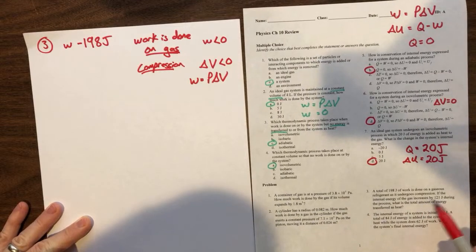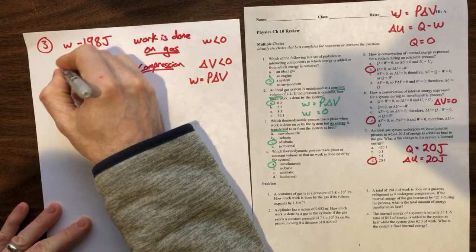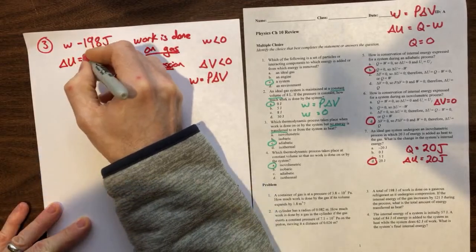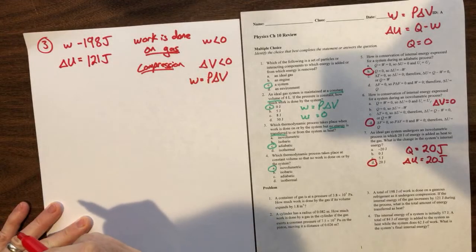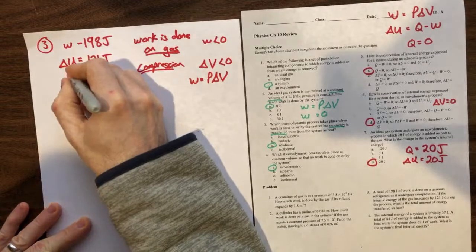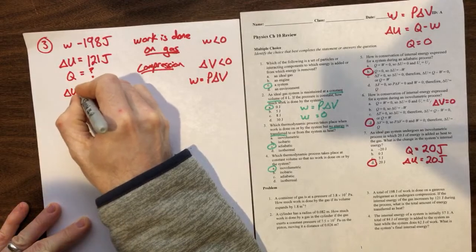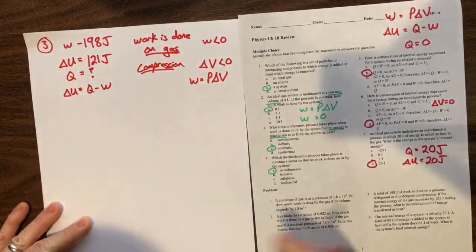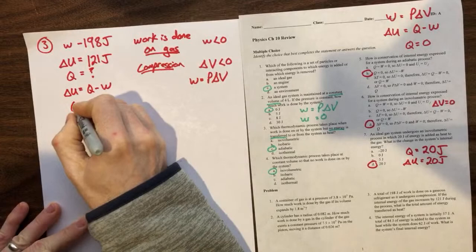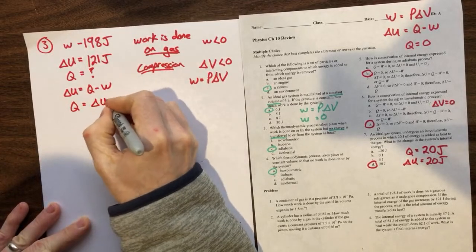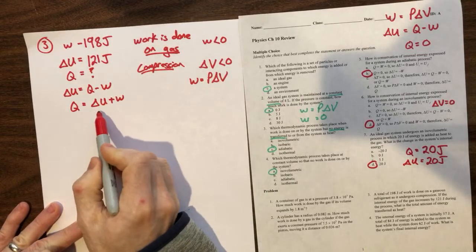So next up, the internal energy of the gas increases, so we have a positive delta U. It increases by 121 joules during the process. Now it says to solve for the total amount of energy transferred as heat. So we're solving for Q, and we know the equation delta U equals Q minus W. If we're solving for Q, we just add W to both sides, which gives us Q equals delta U plus W.